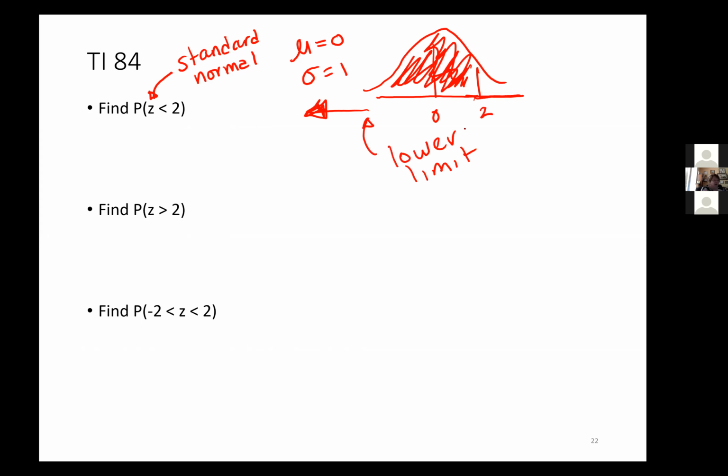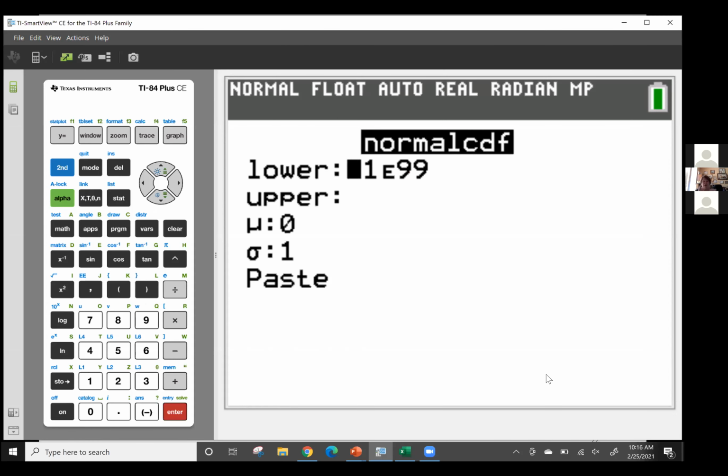So we're going to use a lower limit of a really small number, negative 1 times 10 to the 99, which is really, really far to the left. That'll be good enough for our calculator to calculate. That negative 1 E99 is what it means when it comes up: negative 1 times 10 to the 99. This is scientific notation. When you see the E on your calculator, that means times 10 to the 99.